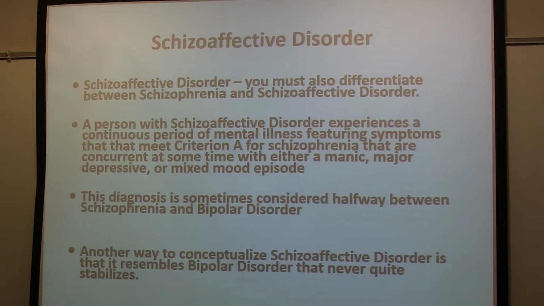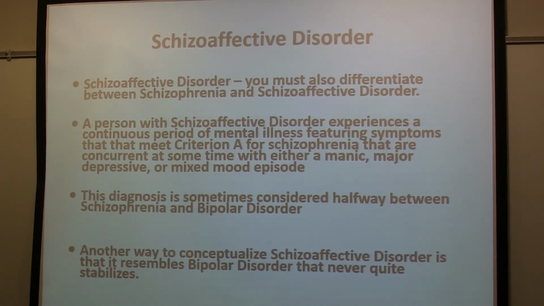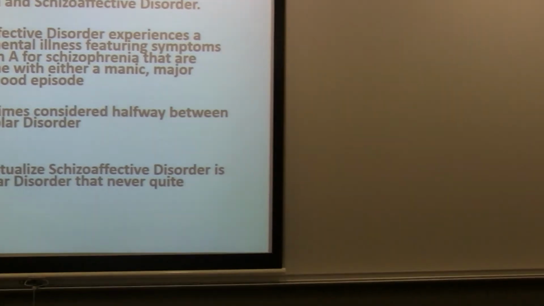So a person who has schizoaffective disorder experiences a continuous period of mental illness featuring symptoms that meet criterion A for schizophrenia. That is your hallucinations, your delusions, that are concurrent at some time with either a manic, a major depressive, or a mixed mood episode. This diagnosis is sometimes, interestingly, considered halfway between schizophrenia and bipolar disorder because you can have symptoms of both. Another way to conceptualize schizoaffective disorder is that it actually resembles bipolar disorder that never quite stabilizes.